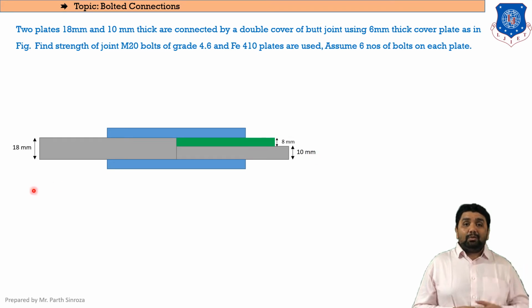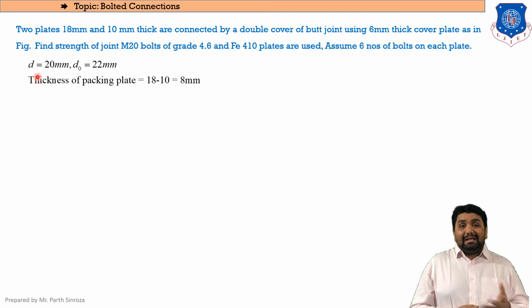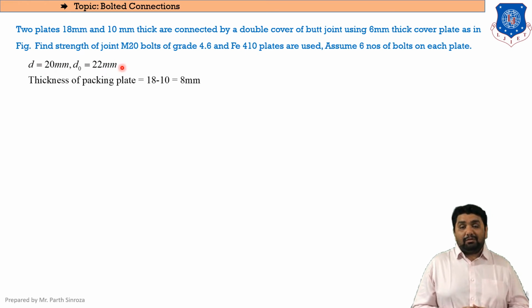As the left plate was of 18 mm thickness and the right plate was of 10 mm thickness, the remaining portion will be of 8 mm thickness. So our packing plate will be of 8 mm thickness. Clear? So now moving on to our sum. The d and d0 will be identified from the question itself, d being the diameter of the bolt and d0 being the diameter of the hole. Now the thickness of the packing plate is, as we've seen, 18 minus 10 equal to 8 mm. Why find this?